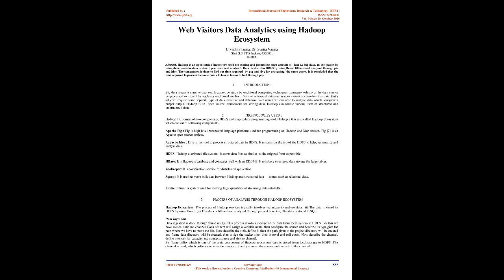Data is stored in HDFS by using Flume, filtered and analyzed through Pig and Hive. The comparison is done to find out the time required by Pig and Hive for processing the same query. It is concluded that the time required to process the same query is less in Hive than in Pig.